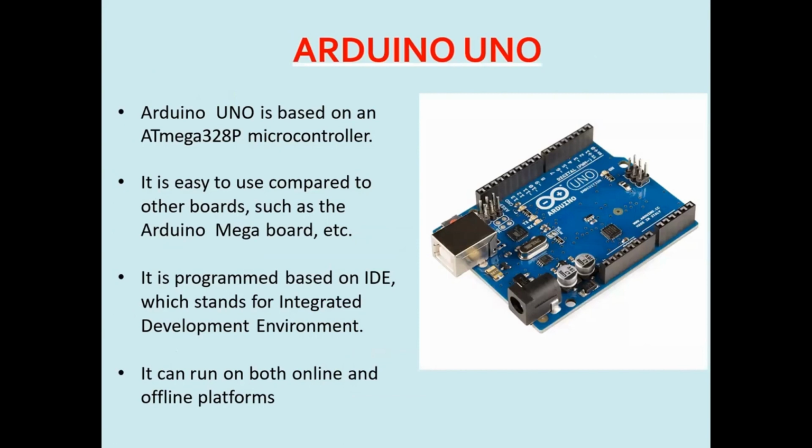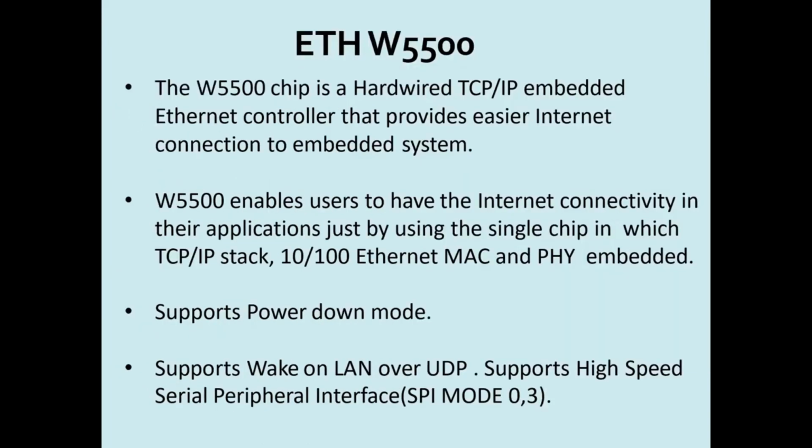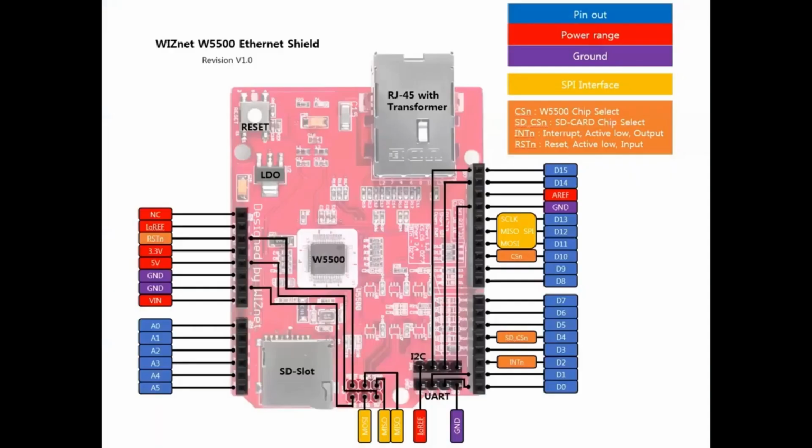The Arduino Uno is based on the ATmega328P microcontroller. This is considered to be the easiest of all boards because it is easily programmed by using the IDE, that is, Integrated Development Environment. And then here is an Ethernet module. It provides an easier internet connection to the embedded system, and it supports power down mode, and it also supports high speed serial peripheral interface.